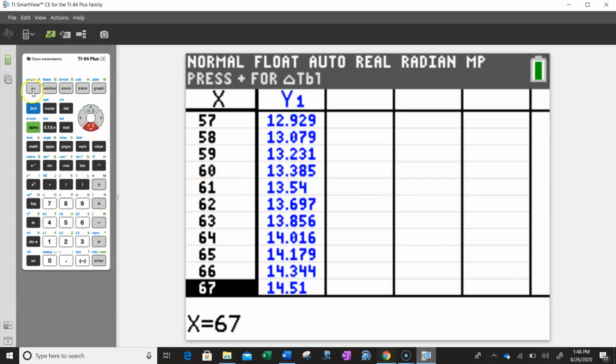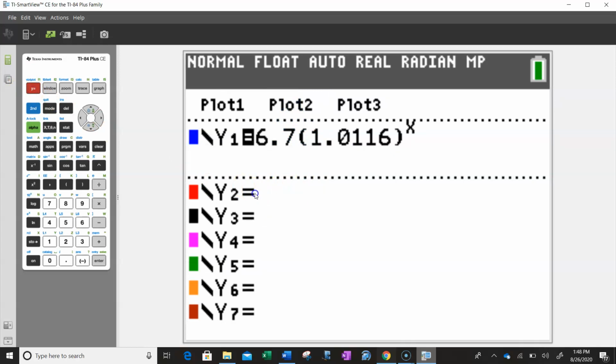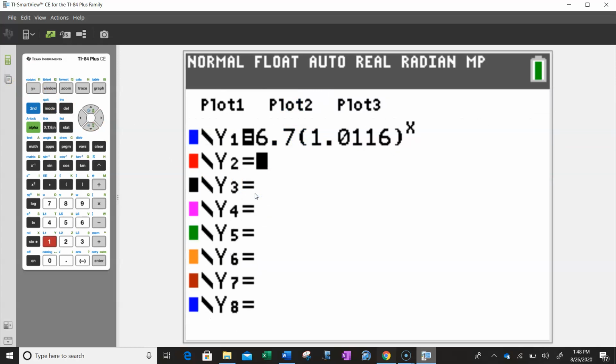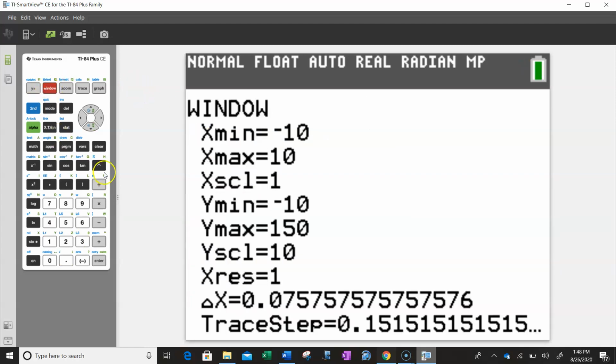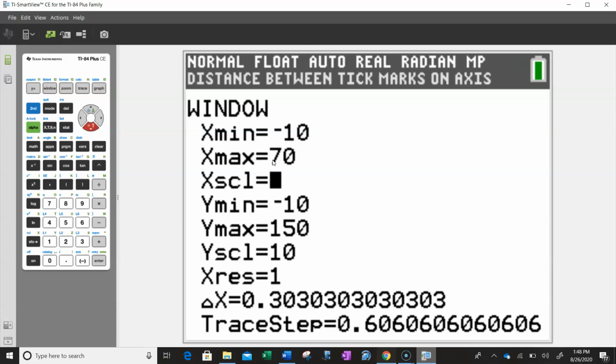But if we do this graphically, what we want to do is go back to y equals, come into the y sub 2, type in 13.4, and then we're going to have to set up our window. Obviously, we need our x max to be bigger if we know it's around 61. So maybe I might make my x max go to 70. And then I'm going to make my x scale 10. Now my y max does not need to go all the way to 150. That would be way too big. So I'm going to make it go to, if we're trying to get to 13.4, I might go to, I don't know, 15 or 20. And I probably don't need my y scale to be that big. It can just be 1.